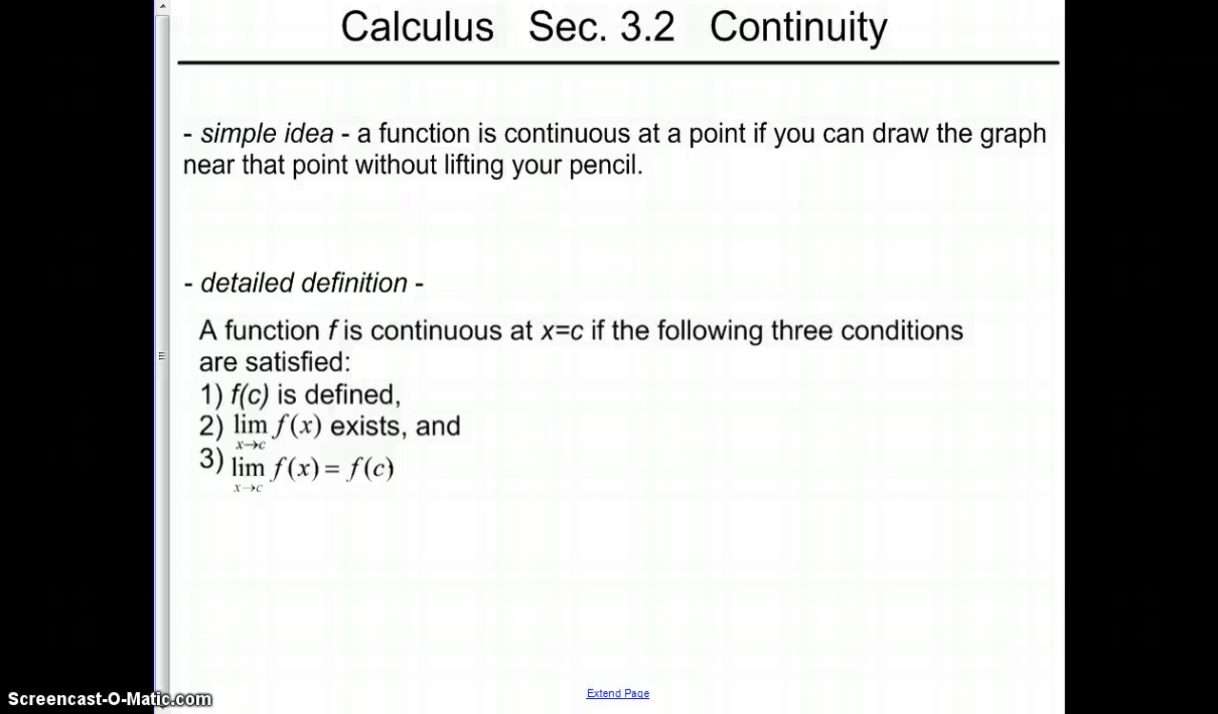Hello everybody, these are the notes for Calculus, section 3.2. What we are talking about is continuity, or continuous functions.